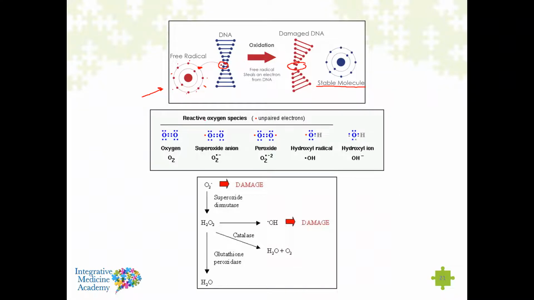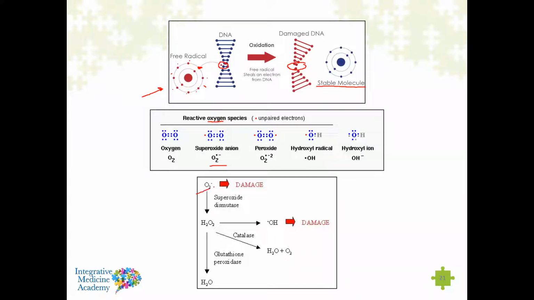It doesn't have to be an oxygen, but reactive oxygen species are doing the same thing. For example, this superoxide anion has an unpaired electron, so it's basically going to seek out an additional electron to help make it more stable.